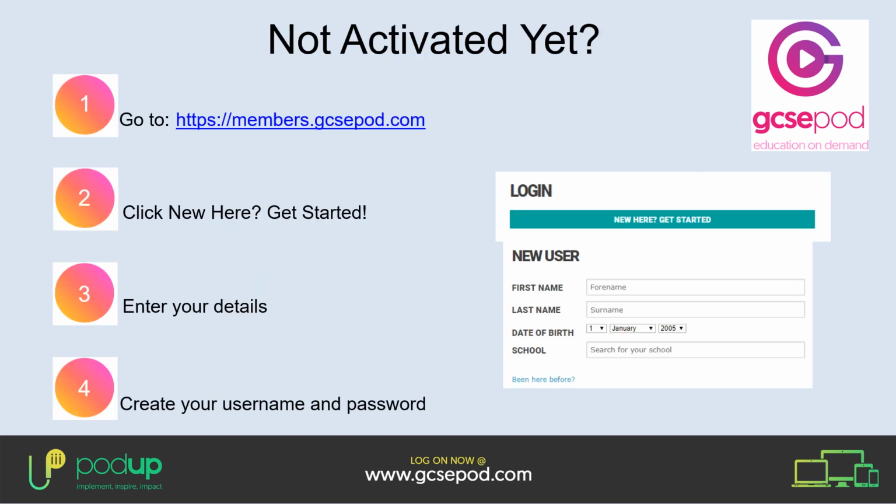If you are not yet activated on GCSE Pod, on the screen now is the website that you need to go to. You click New Here, Get Started, enter your details and the school's name, and your account then can be created where you can form your own username and password. If you are struggling to create an account for GCSE Pod, please do speak to your English teacher in the first instance, or you can come to me in the English office and I will help you to create this account.